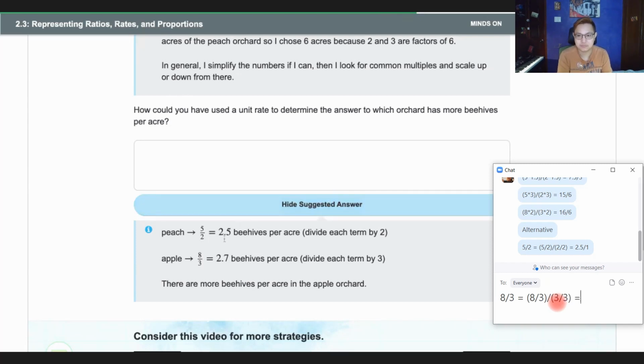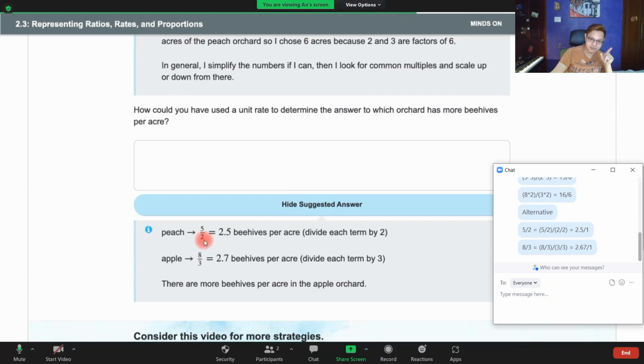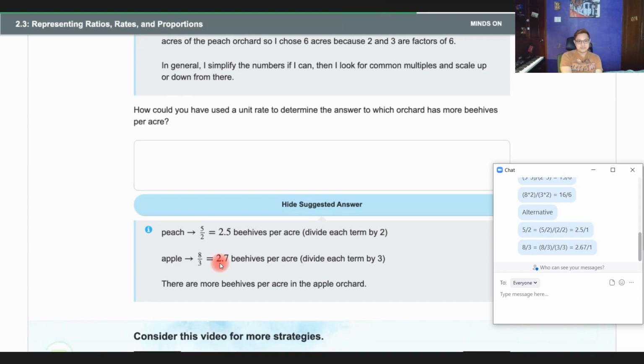The suggested answer shows dividing 5 by 2 equals 2.5 beehives per acre. Divide each by 2, each by 3. Basically, unit rate means the denominator has to be the number 1. So for 5 over 2, you have to find a way to remove the 2 down there, so you divide each term by 2 and you get 2.5. For 8 out of 3, you divide each term by 3 and get 2.67, about 2.7. Clearly you can see that the apple orchard has more beehives per acre.